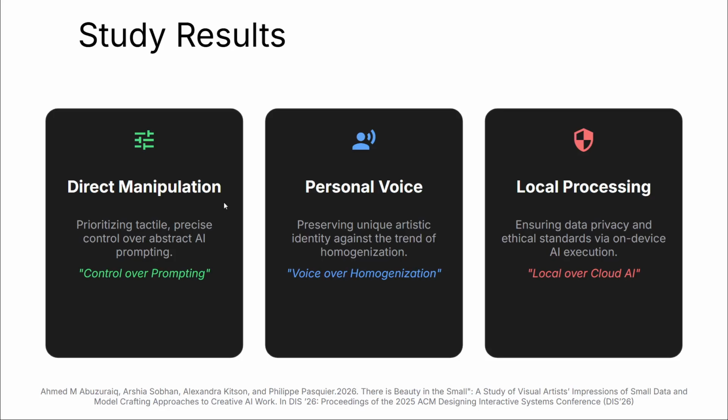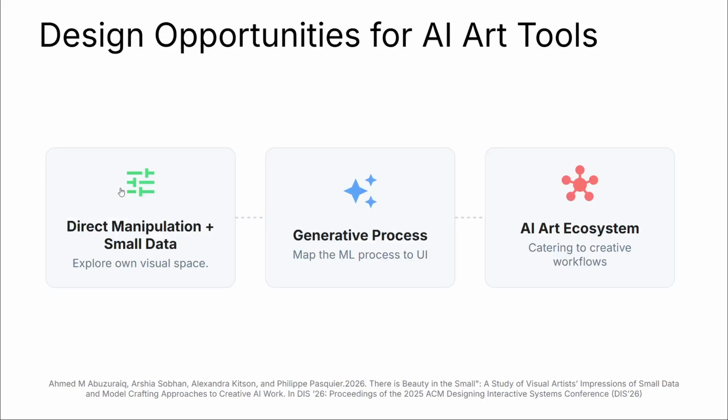Out of the study, we found that artists really favor direct manipulation over prompting, which they found frustrating overall. And they found that through small data, they could create small personal models that embed some of their personal voice into it in a way that moves them away from homogenized or generic outputs. Lastly, they also favored the local processing that Otolium offers because of its privacy and safety advantages.